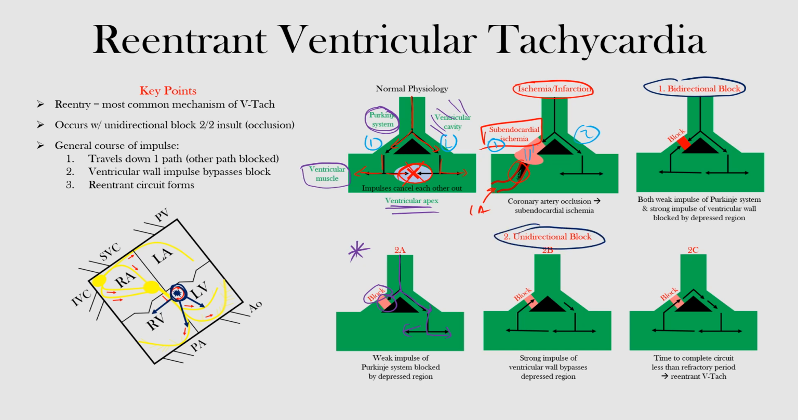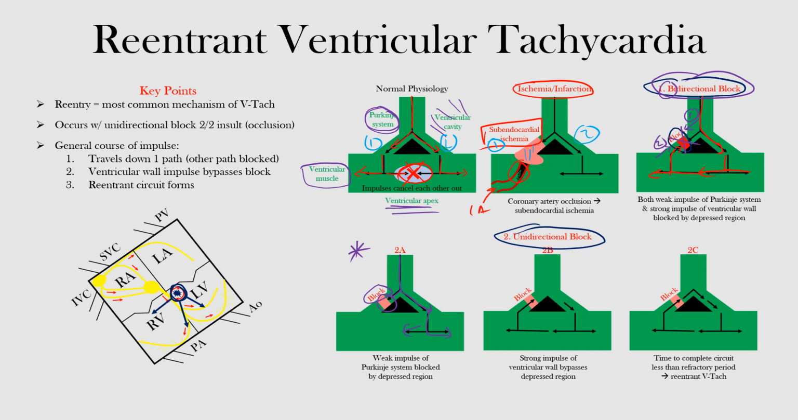Okay, so now this is between bidirectional, which is this case here, and unidirectional. In bidirectional, here's our block. Again, what we have going on is the impulse comes down this normal pathway, is able to depolarize the ventricles, spreads throughout this region, and tries to go back up but is blocked. We call that a bidirectional block because it's blocked going one way, initially down it, and it's also blocked going backwards up it retrogradely.